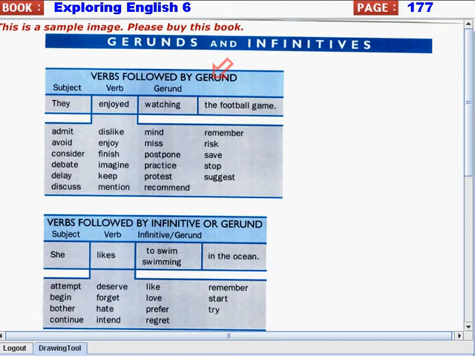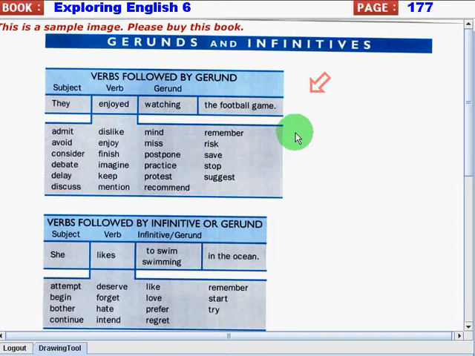Okay, so let's start. Gerunds and infinitives, verbs followed by gerund. The first word of the sentence should be our subject, followed by the verb, and then the gerund. When you say gerund, it's a word that ends in ing. Okay, so it's a verb, but it became a noun. Now let's read the following.